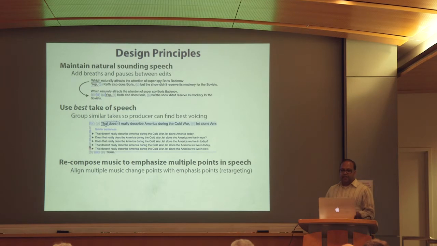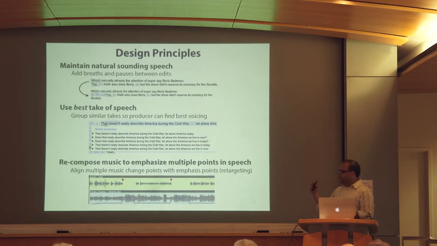Second, in the raw footage, the speaker will often try out different phrasings or voicings of a line. And so we provide a tool that finds all of these repeated takes and groups them together to make it easy to listen to the different versions and select the best one. And finally, our tool can recompose the music track to smoothly align multiple change points with multiple emphasis points in the speech. And so here we're adding or removing loops automatically in the music.